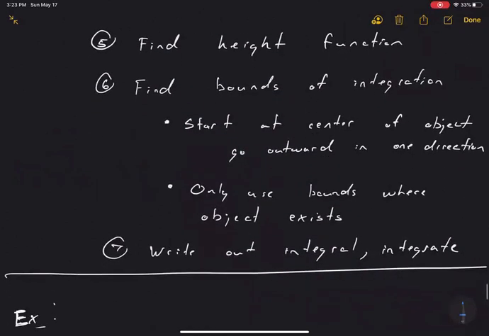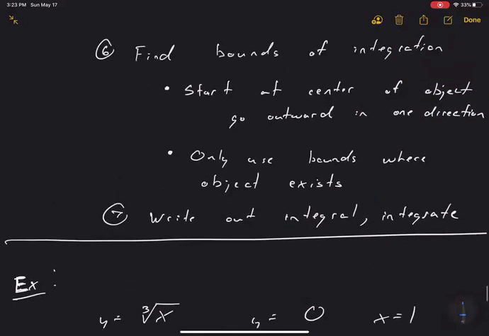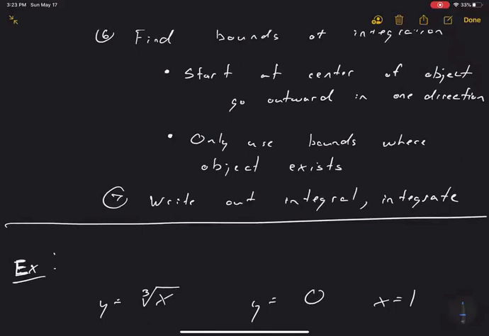Step 6, finding the bounds of integration. We're going to integrate from that line we've rotated around, that center line, outward, and we're only going to do it in one direction. So we're going to start at the line we rotate around and work our way outward in one direction, and we're only going to use bounds where our object exists. I'll explain that when we get to it. It might not make sense now, but hopefully if you revisit these steps, everything's going to make sense. After step 6, we have all the information we need: our bounds of integration and the functions that we're integrating. So step 7 would just be to write out the integral and integrate.